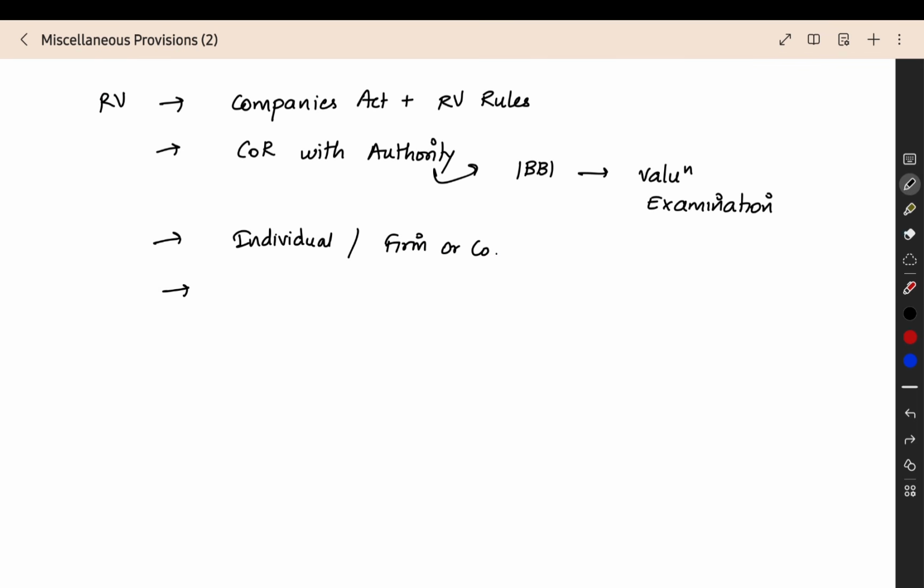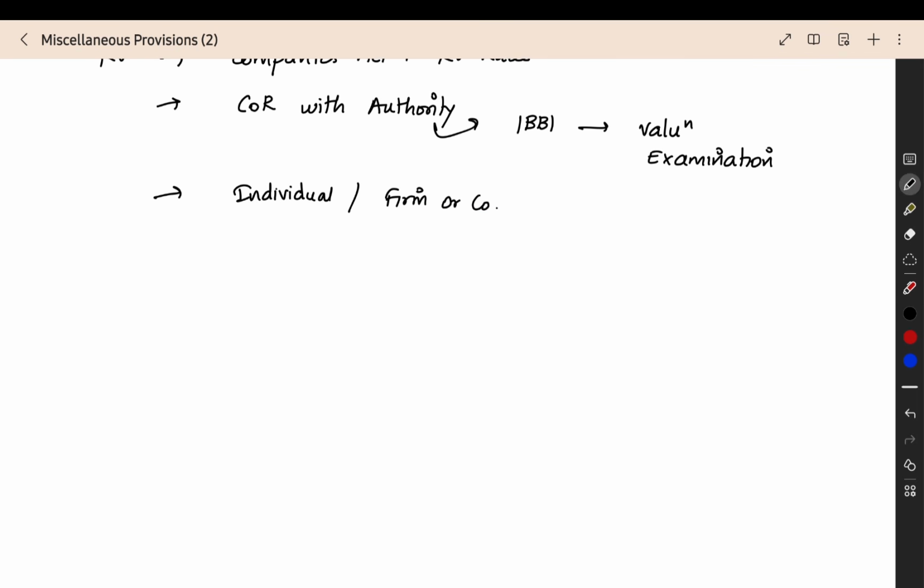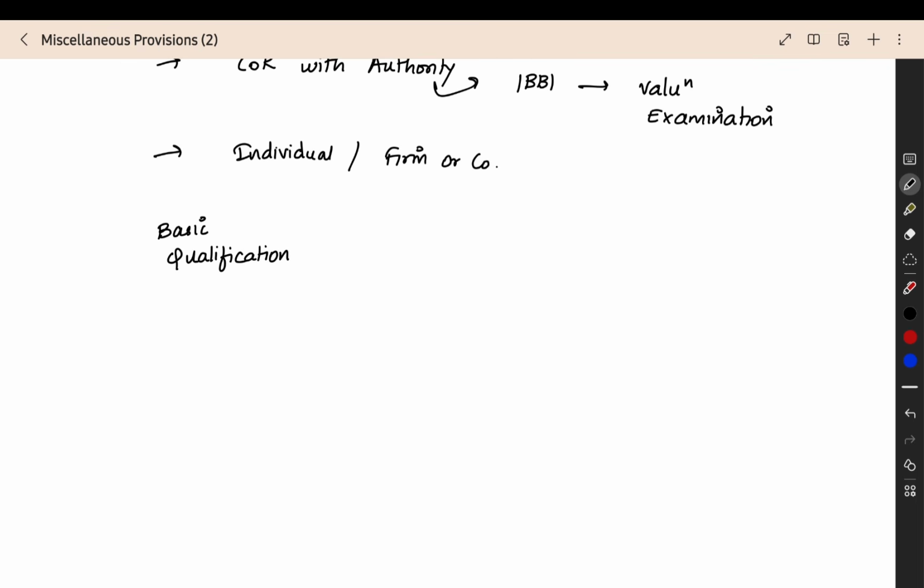Then here, what are all the steps to become a valuer? So first you should have some basic qualification. Like you should have a bachelor's degree or a postgraduate degree, or be a chartered accountant, or a company secretary, or a cost and management accountant, like that, some degree you should have, and then some relevant years of experience you should have. That is called the basic qualification. Then after that you have to attend the educational course.